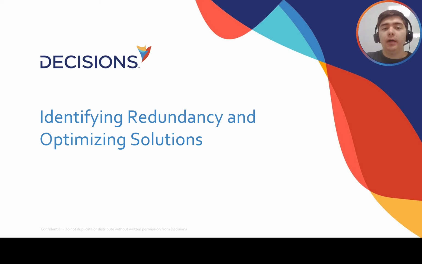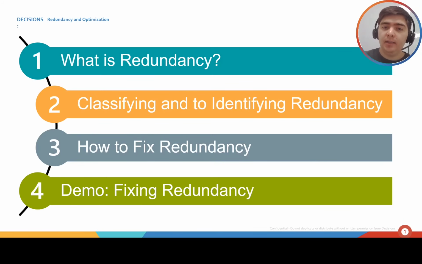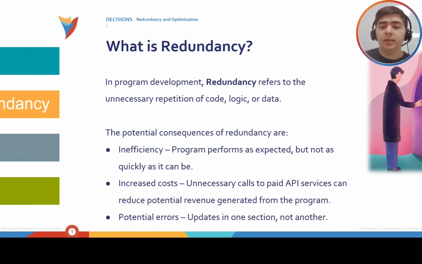We are going to be going over identifying redundancy and optimizing solutions within the Decisions platform. We are going to be focusing on this redundancy part at the beginning, and we're going to start with identifying what redundancy is. After we've defined it, I'm going to go into classifying redundancy and then identifying it within the platform itself. Then we'll go over how to fix it. And I'll give some demos on that so you can see some examples of redundancy occurring inside of different project builds. So, first thing is, what is redundancy?